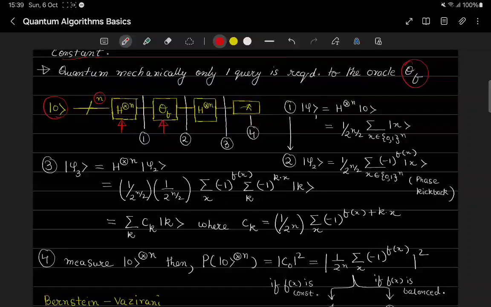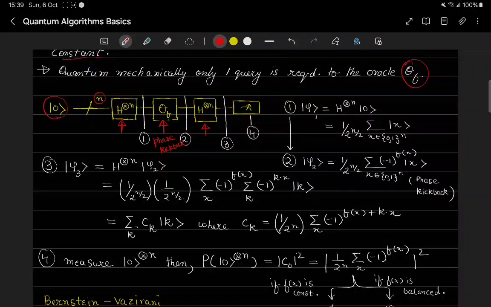I said how this oracle O_f gives a phase kickback, and we will use that. So, phase kickback. And I also discussed how the Hadamard gates act on basis vectors of an n-qubit state.